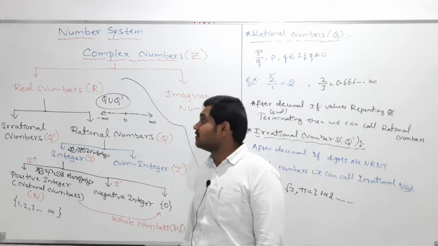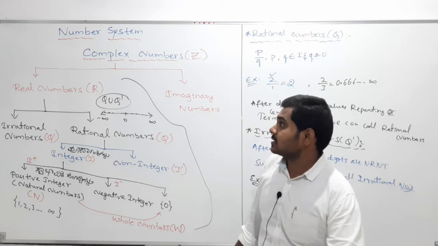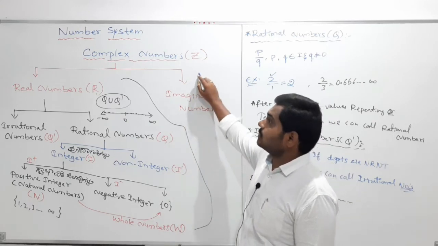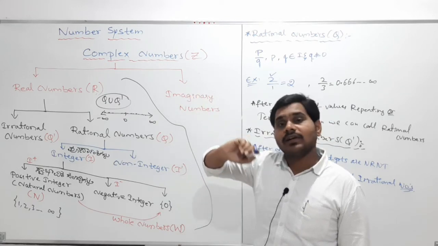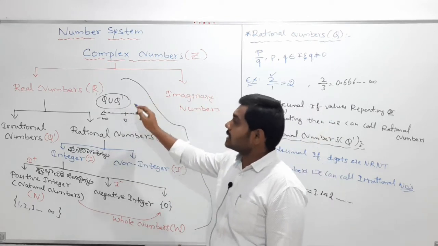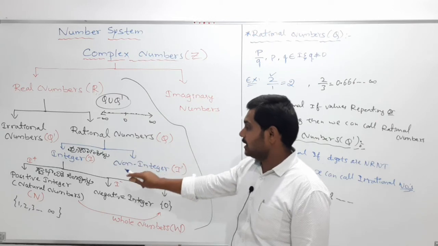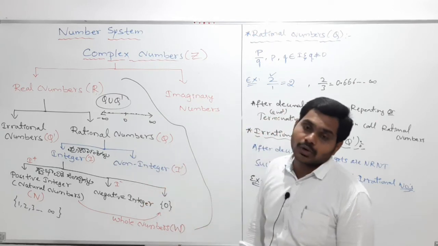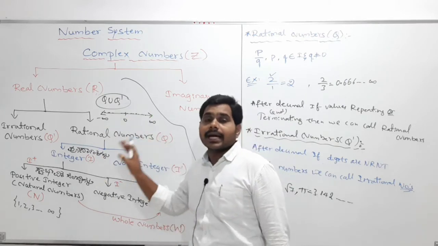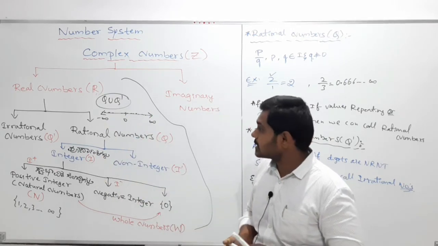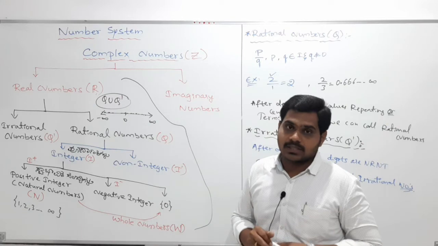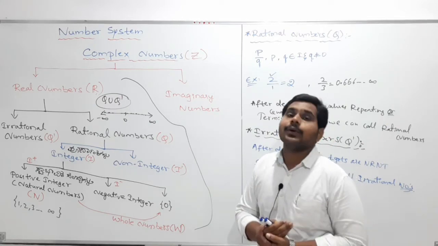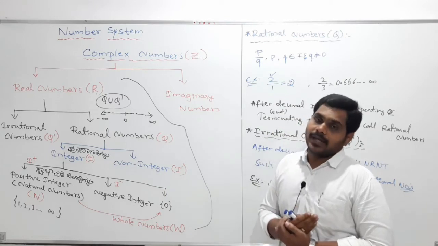That we will discuss in the topic complex numbers, which you have in your first year syllabus. There we'll discuss it, but as of now we should know what real numbers, irrational numbers, rational numbers, integers, non-integers, negative integers, positive integers, and whole numbers are. This basic idea we should know. For that purpose I explained all this number system. Clear? I hope you understood. Still, if you have any doubts you can comment, I'll reply.